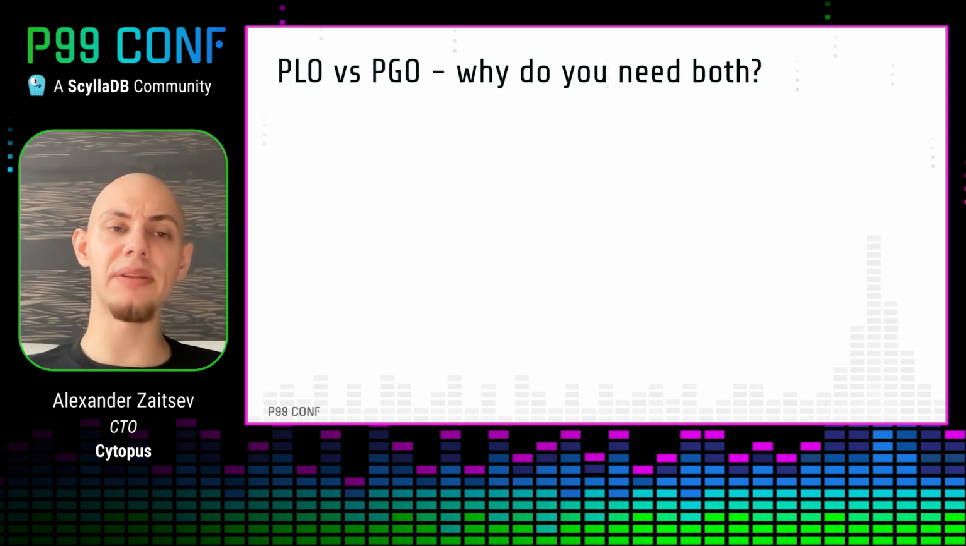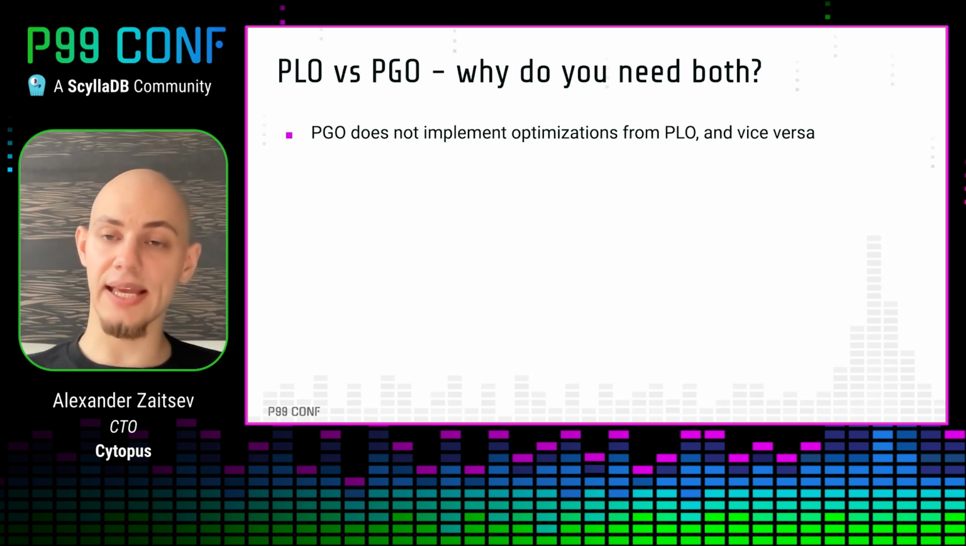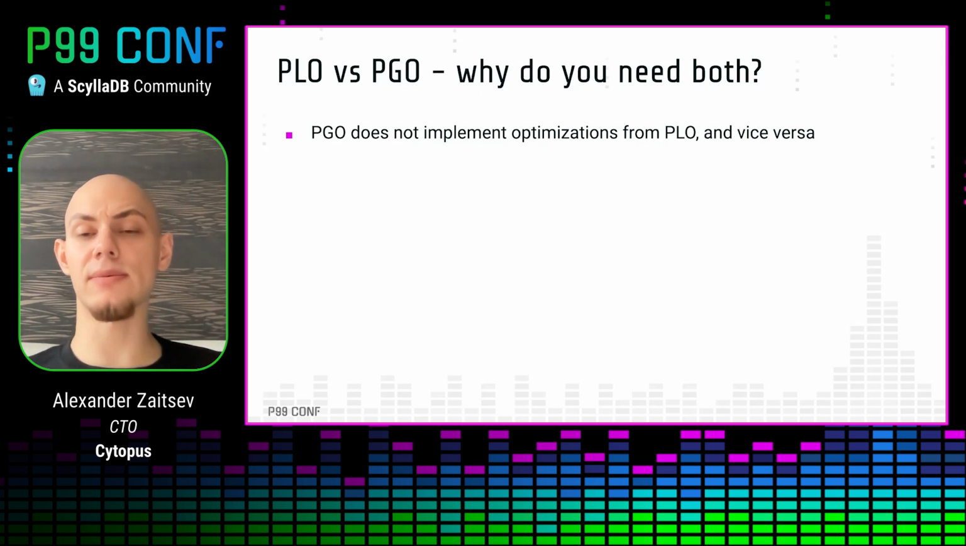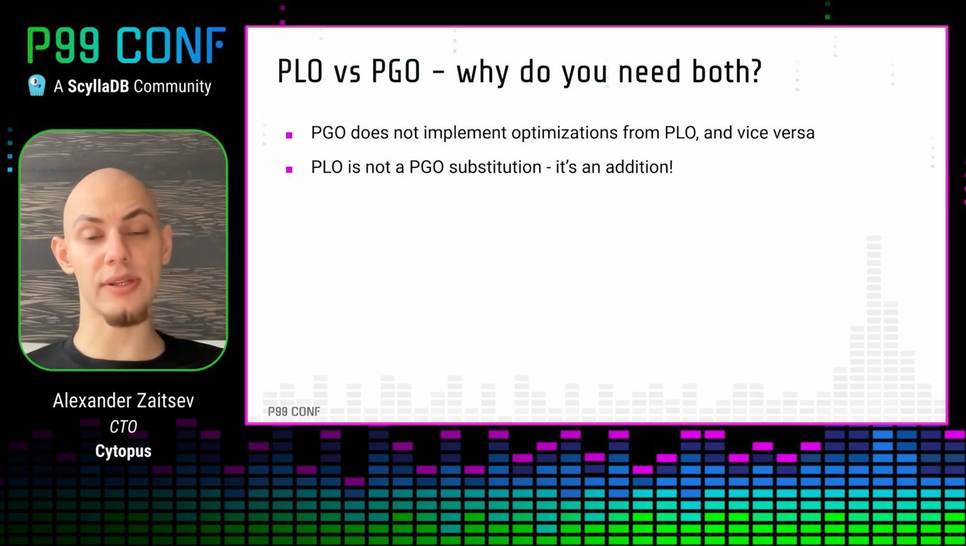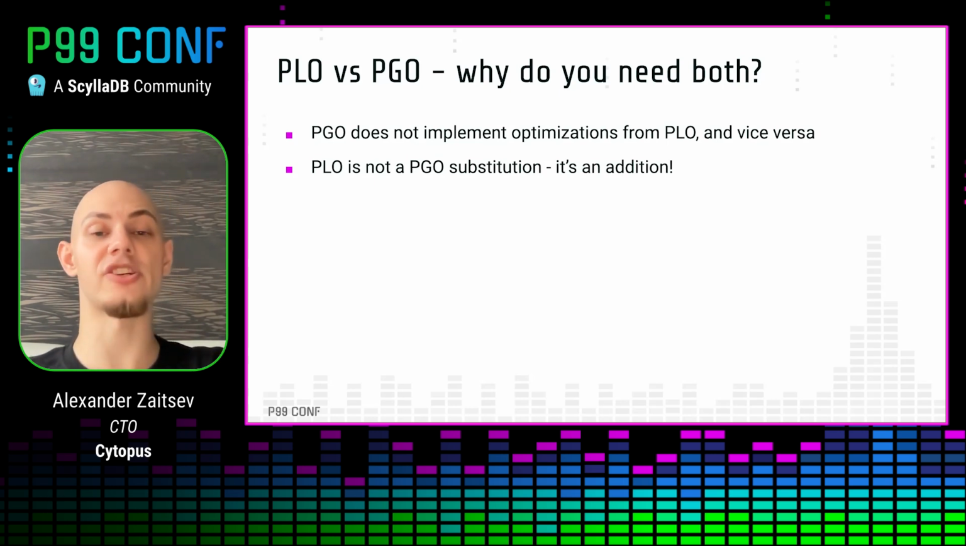So what about the comparison between PLO and PGO? Why do you need both? PGO doesn't implement optimizations from PLO nowadays, and vice versa. PLO doesn't have all optimizations from PGO. That's why PLO is not a PGO substitution, it's an addition. I have a benchmark where I compared SQLite performance with PGO plus PLO versus PGO only optimized SQLite and PLO only optimized SQLite. And PGO plus PLO was the most efficient combination of all of them. So it's really a good thing to use both optimizations at the same time.